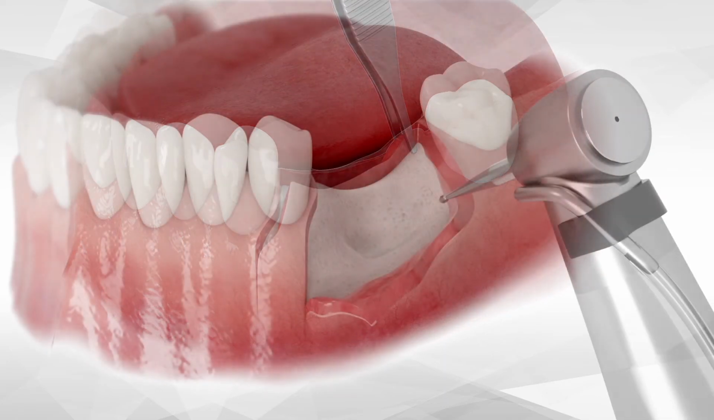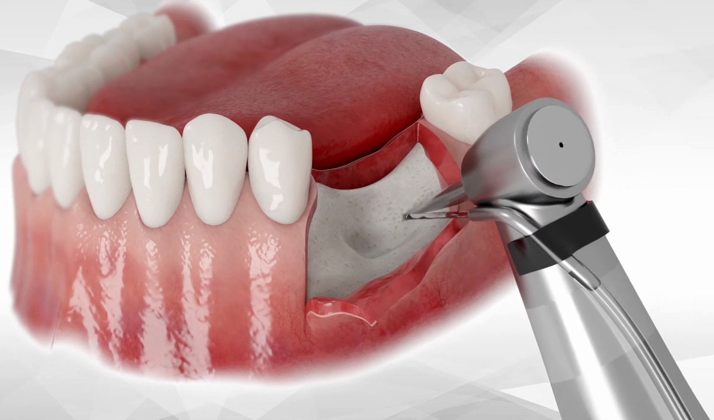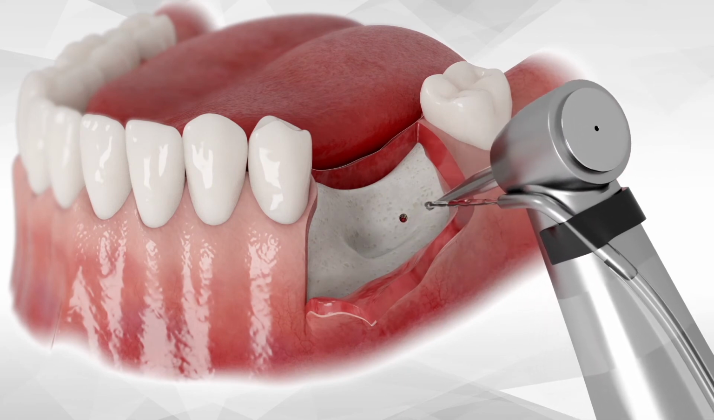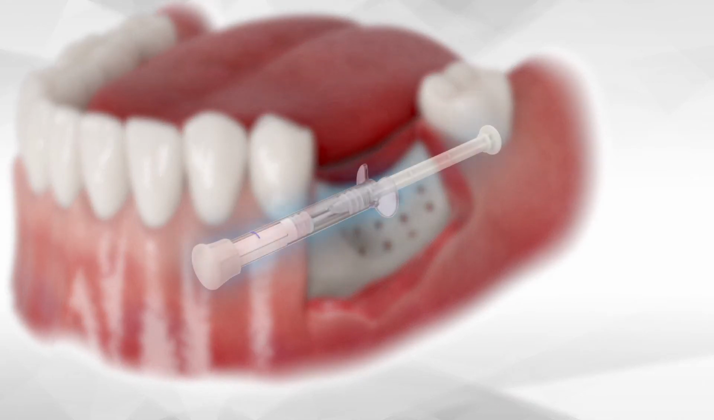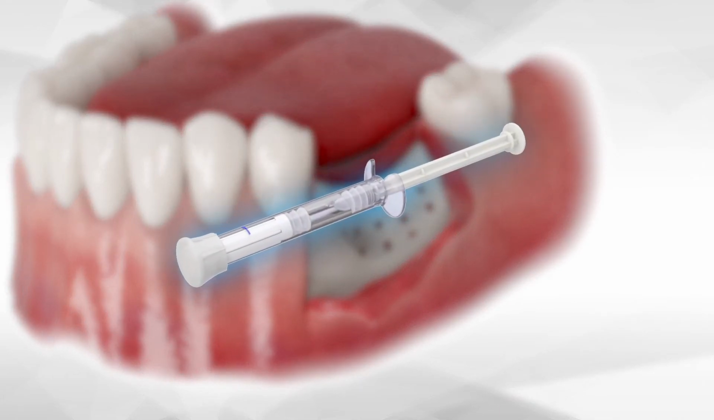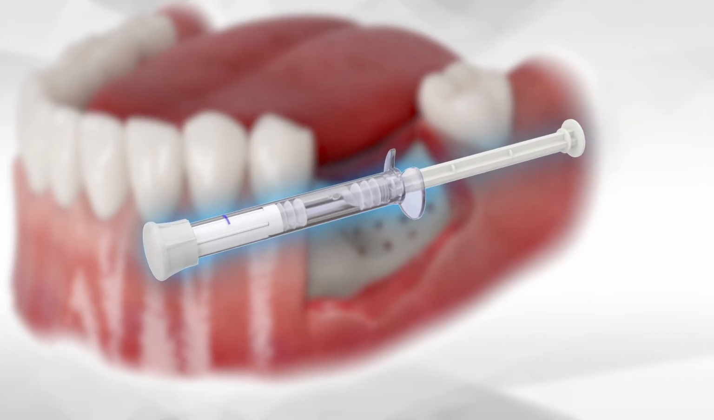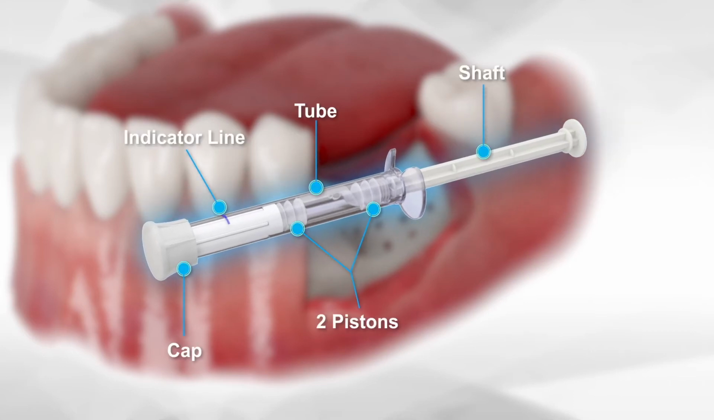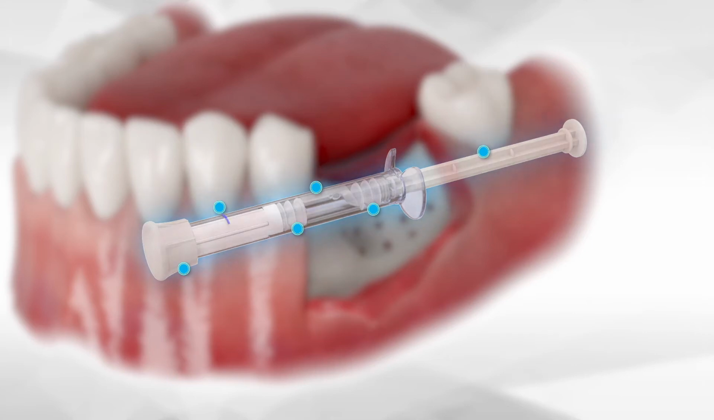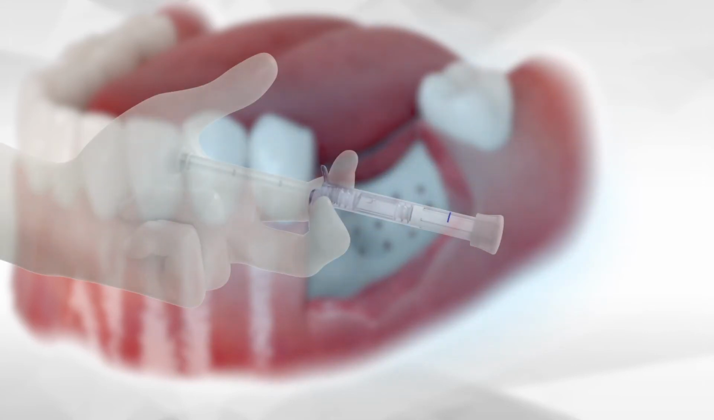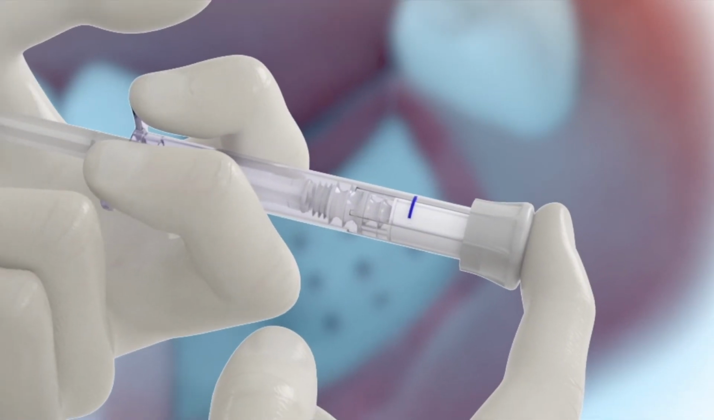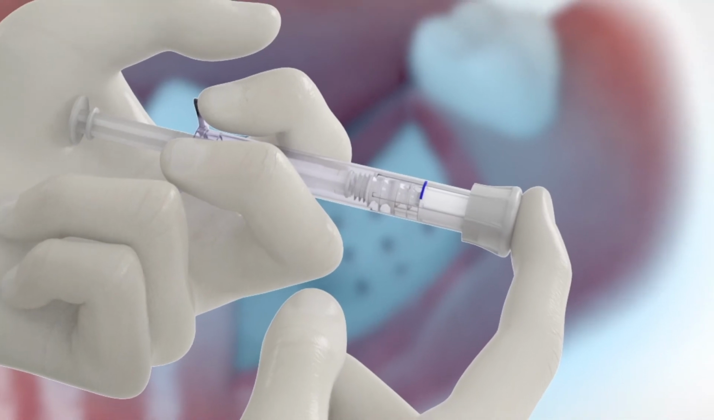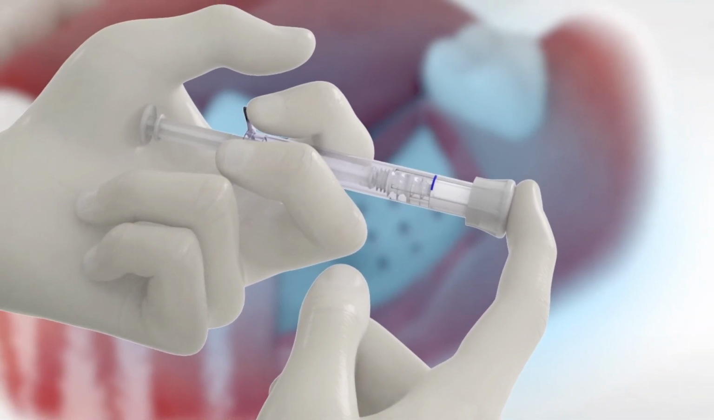Once proper debridement of the host site is complete, the cortical plate is selectively decorticated and the Bond Apatite syringe is activated. The syringe contains a saline chamber, the graft powder, shaft, 2 pistons, indicator line, and a cap. The shaft is placed in the palm of the hand, the other finger at the top of the cap, and the shaft is advanced forward until the first piston reaches the blue line.